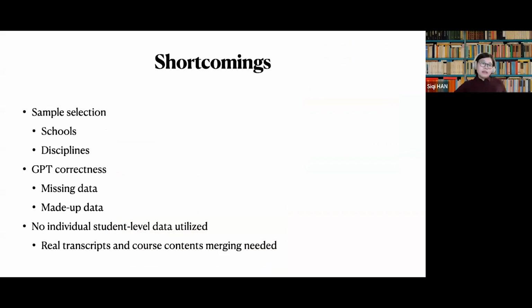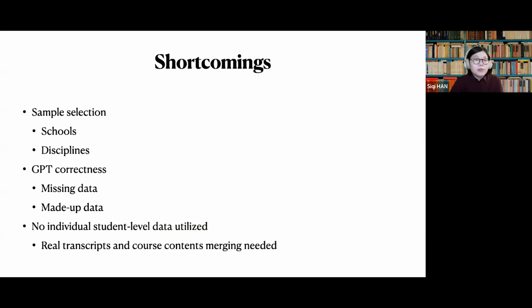However, there are a number of shortcomings of this study that we are trying to address in our other projects. The first is the selection of the sample. So we studied 80 schools and 20 disciplines. That gives us the 1,600 combinations of disciplines and schools. But obviously, this is not the whole universe of possible disciplines and possible schools in the US.